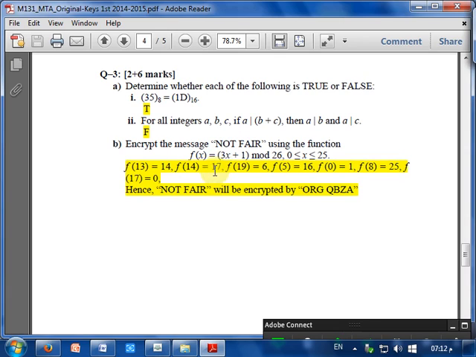What is the character for 17? It is R. Then you take 19. 19 will bring you 6. The character at 6 is G. Then you take f of 5. 5 will bring you 16. What is the character at 16? Q. 0 will bring you 1. It is B. 8 will bring you 25. Z. And 17 will bring you 0. A. So this is the encrypted text for not fair.